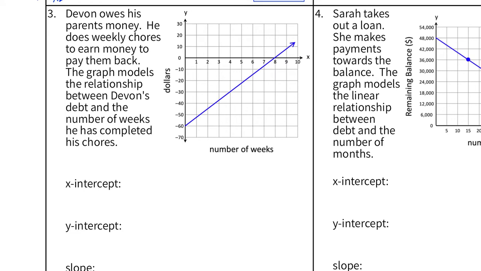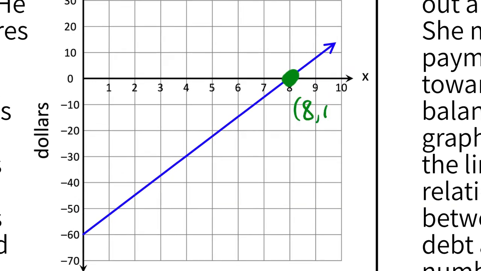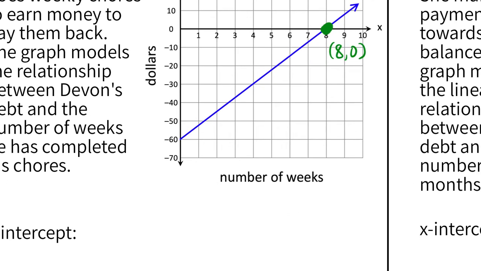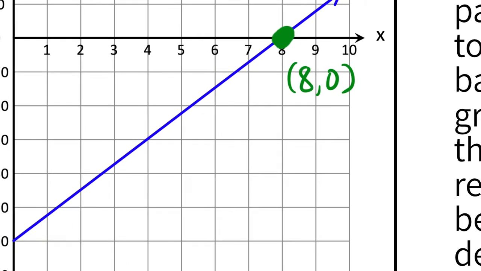Okay, so when I look at my x-axis, it's crossing right there at the 8. So that's the point 8, 0. But I know that this point is x and then y. X is the number of weeks, and then y is the dollars. So I'm going to label it here just so that we can remember that. 8 is weeks. I'm going to put WKS. And then this one was dollars.